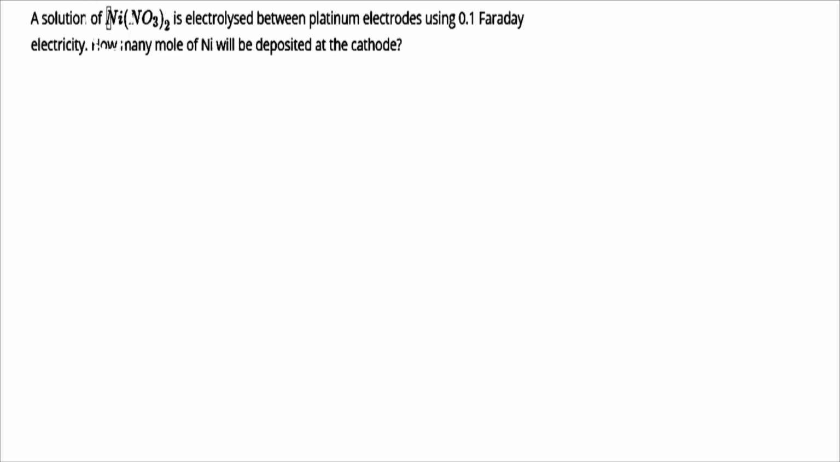The question is, a solution of NiNO3 twice is electrolyzed between platinum electrodes using 0.1 Faraday electricity. How many moles of Ni will be deposited at cathode? Okay. So the reaction that takes place at cathode in the electrolysis of NiNO3 twice is that the Ni plus 2 ions gain 2 electrons and lead to the formation of nickel, right?